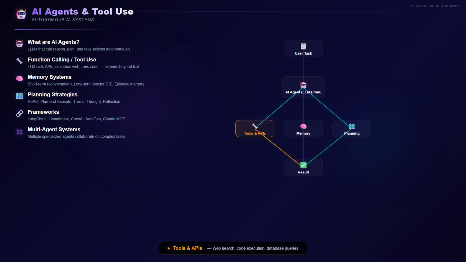Memory systems give agents context across interactions. Short-term memory is the conversation history. Long-term memory uses a vector database to recall past interactions. Episodic memory remembers specific experiences.